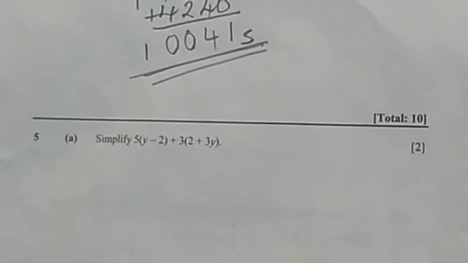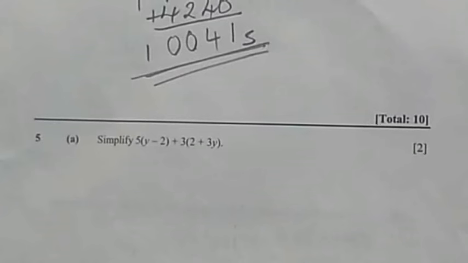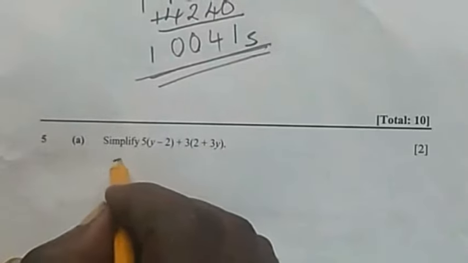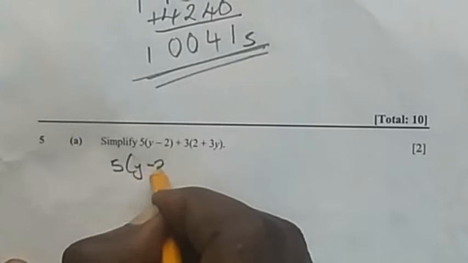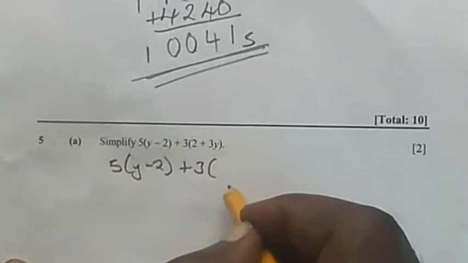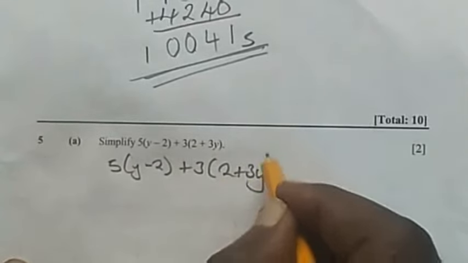So the question 5a is: simplify 5(y - 2) + 3(2 + 3y). Okay, so what we're going to do now is rewrite it down here, which is going to be 5(y - 2) + 3(2 + 3y).